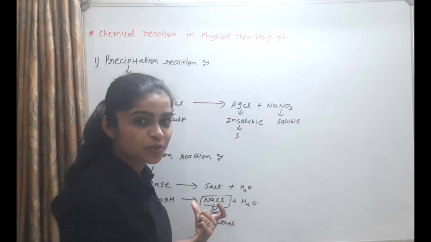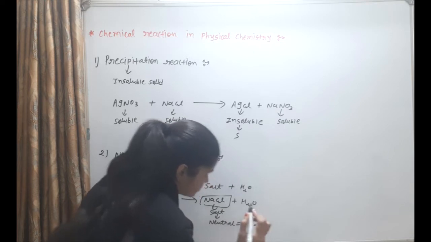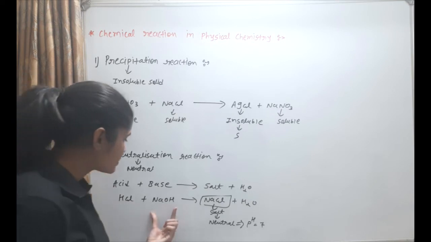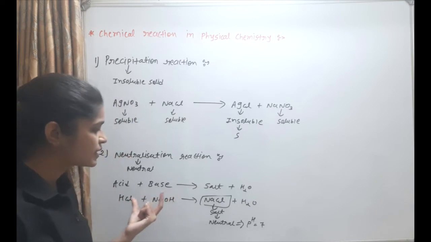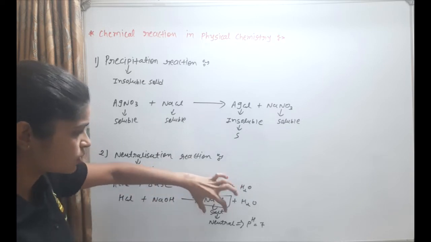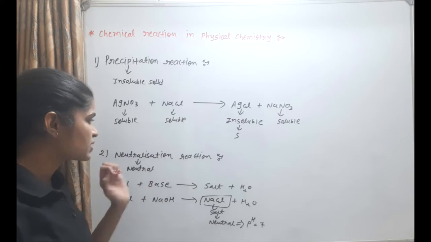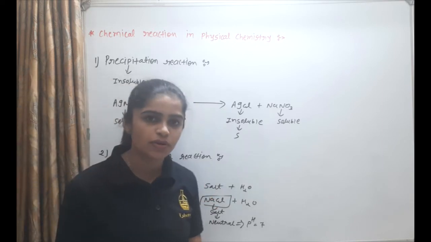Neutral means its pH is 7. This is because it is a strong acid and a strong base, where the strong acid and strong base react together and give salt. So this salt is neutral. So in the neutralization reaction, acid plus base react and give salt plus water.